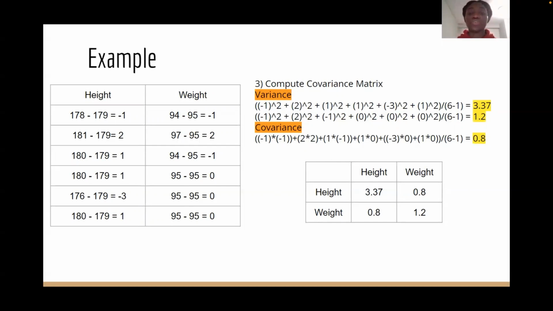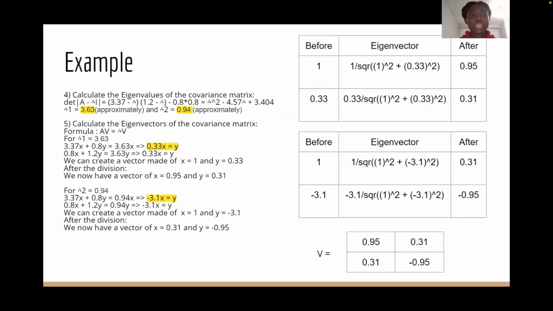So in order to do the covariance, I just had to multiply each difference for each individual and then add them together. And with that, I was able to get 0.8. So this is, as you can see there at the bottom, the covariance matrices that we were able to obtain from those data sets. The next step consisted of calculating the eigenvalues of the covariance matrices.